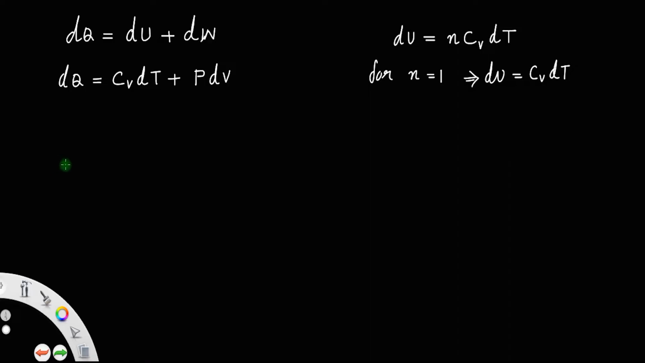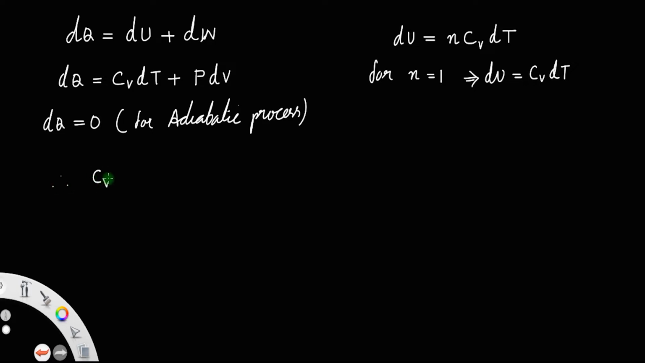Before that, for an adiabatic process dQ is equal to 0, because no heat is transferred to or taken from the system for an adiabatic process. Therefore, you can write Cv dT plus P dV equal to 0. Let's call that equation number 1.